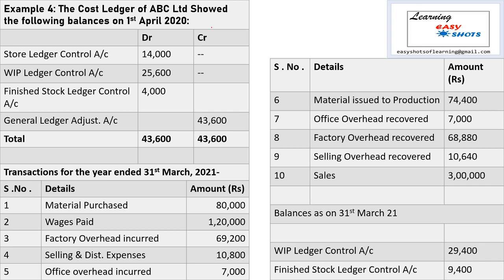Now we take one example where all the transactions are mixed, and here we have to prepare cost ledger accounts of ABC Limited, and the opening balance on 1st April 2020 is given. Our first balance is in stored ledger control account 14,000 on the debit side. WIP control account is also the opening balance on the debit side, and finished stock ledger control account 4,000.